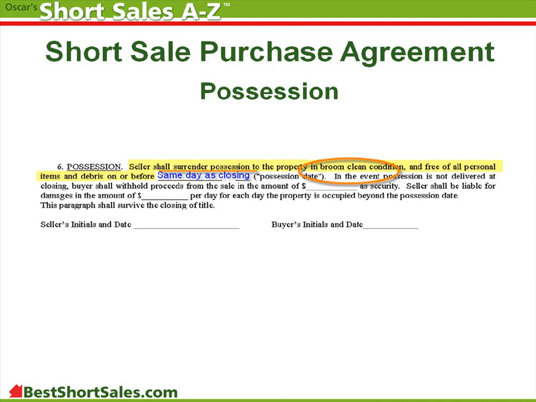If the property is clean, that would be great. However, to get demanding about this is pointless. Why make it painful for them? The contract continues. In the event possession is not delivered at closing, buyer shall withhold proceeds from sale in the amount of $5,000 as security. Seller shall be liable for damages in the amount of $200 per day for each day the property is occupied beyond possession date. This paragraph shall survive the closing of title.